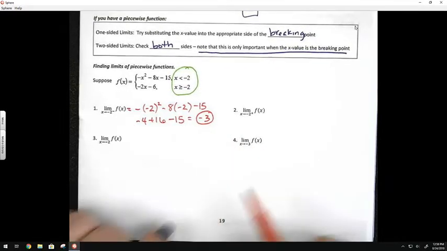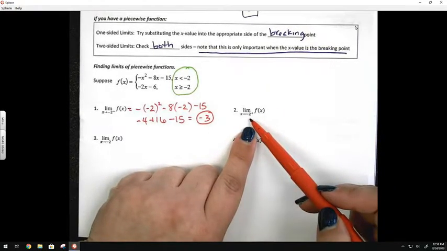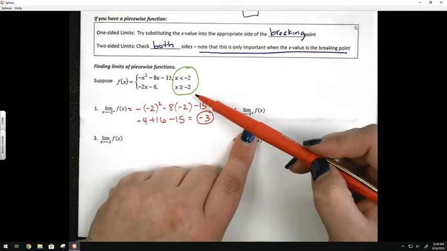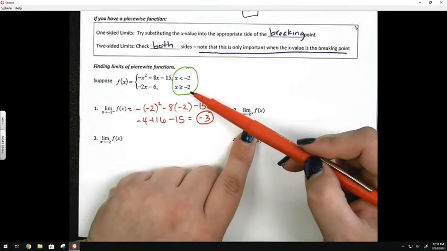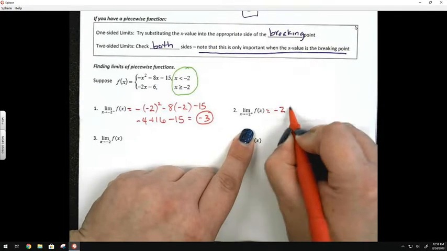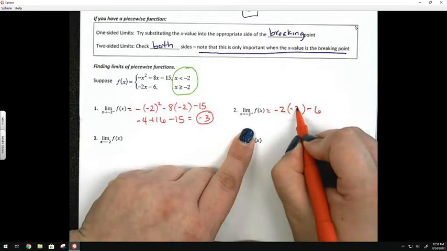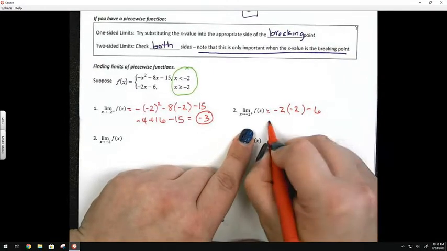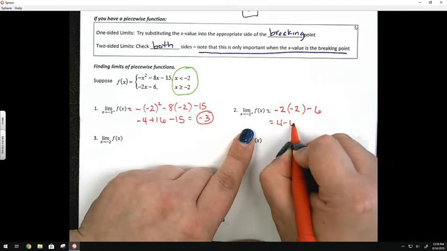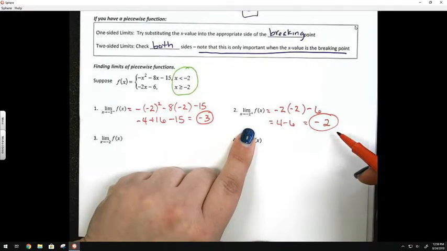For my right-sided limit, again, negative 2 is my breaking point. So I do need to look at the right-sided limit. So I want the line here. I'm going to do negative 2 x minus 6, and I'm plugging in my negative 2. So I get positive 4 minus 6. So my right limit is negative 2.